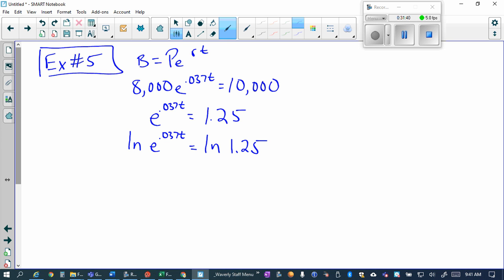Most calculators will have the natural log on it as well, the base 10 log and the natural log. These ones have everything. Remember, natural log of x is the same thing as log base e of x, just parenthetically there. Won't these two undo each other? And what's left when we do that? If this cancels out that, what's left? Just the exponent, right?